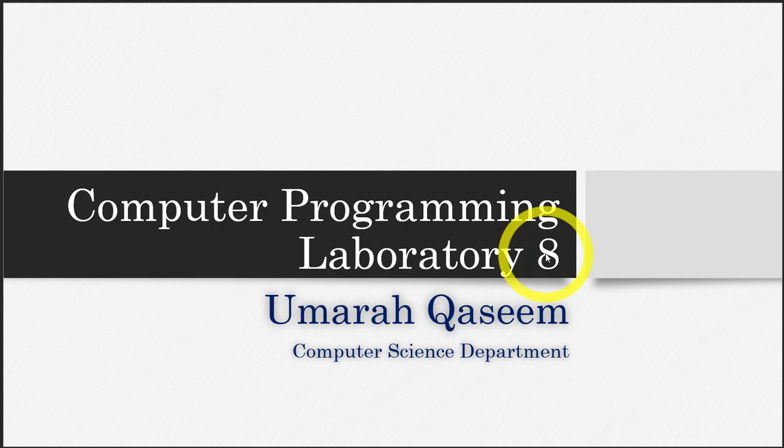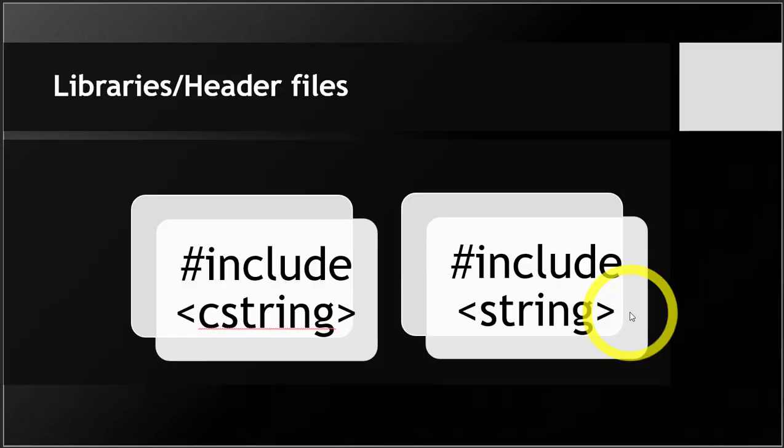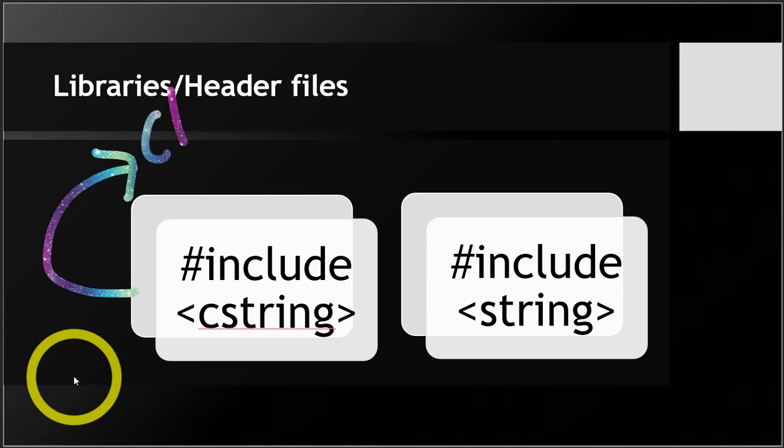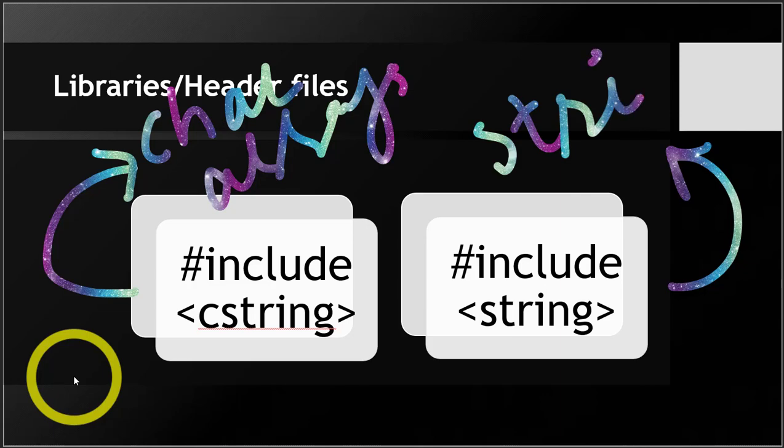The topic we will be studying today is arrays, and we will be covering a particular type of arrays, which are character arrays. We will also study strings, and this is actually a very easy lab. So let's get started. We will be using two libraries which you can see here. One for the character arrays and the other for strings. The library CString is used for char arrays, and the other library, string, is actually used for strings.